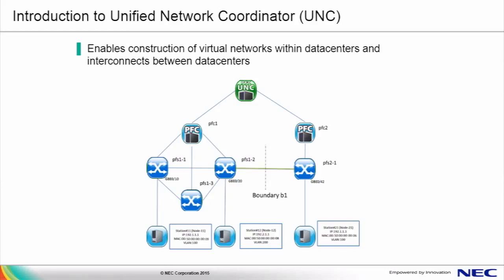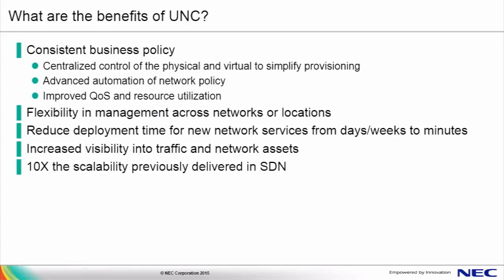The UNC provides us the central point to operate and deploy configuration to multiple devices throughout the network. The UNC enables consistent business policy. With the UNC, we centralize operations and management of the physical and virtual networks. We also get access to advanced automation of network policy, since we no longer have to deploy configuration on a per-device basis. This in turn enables improved QoS.